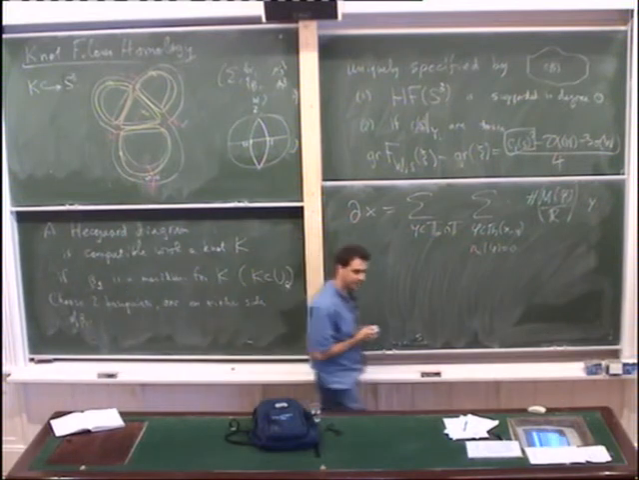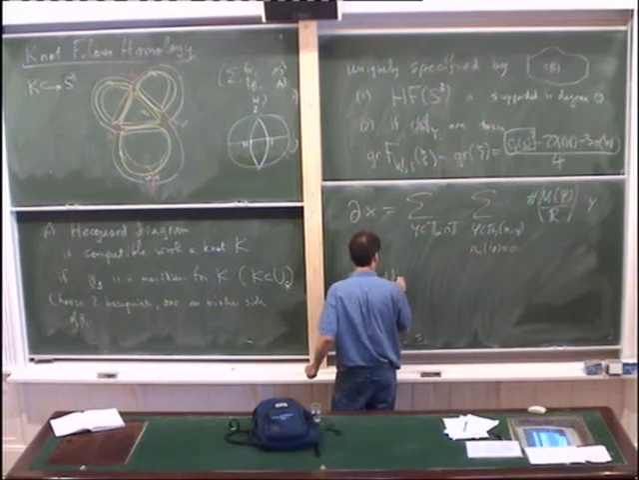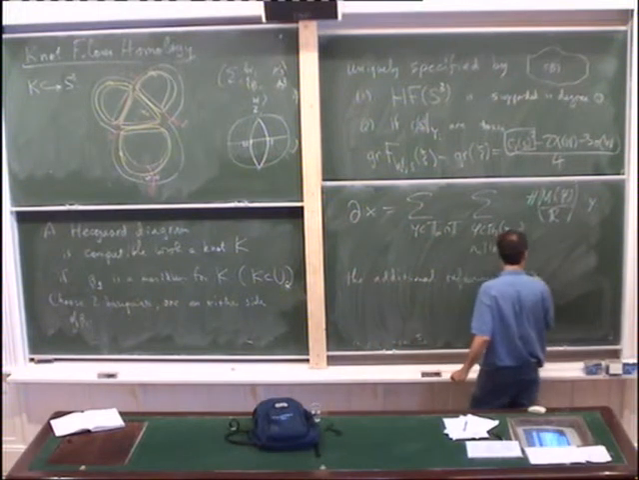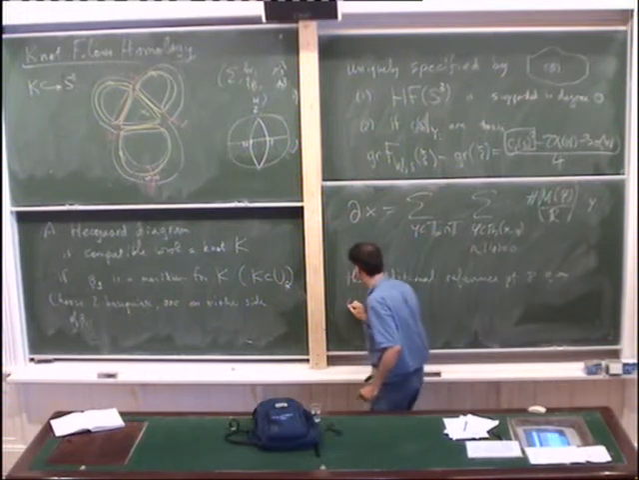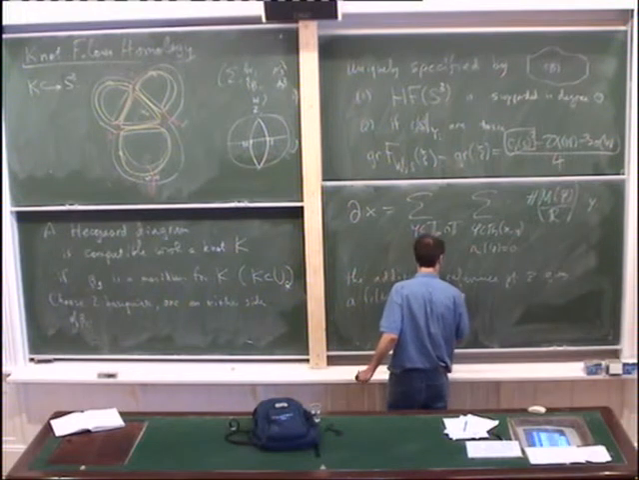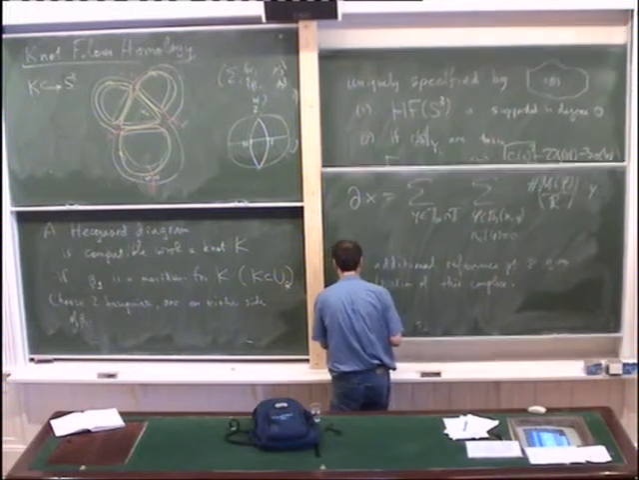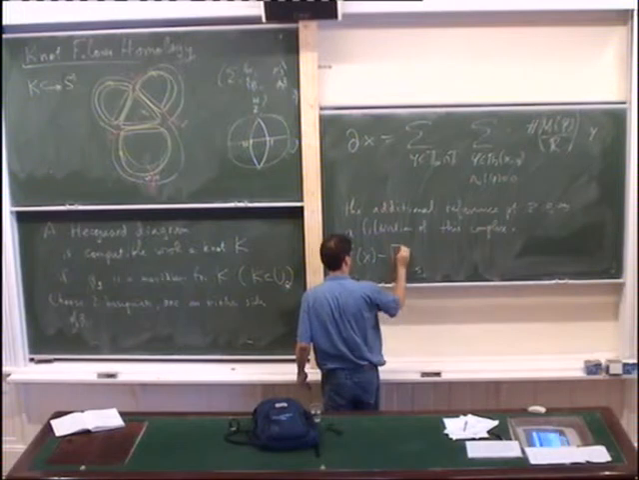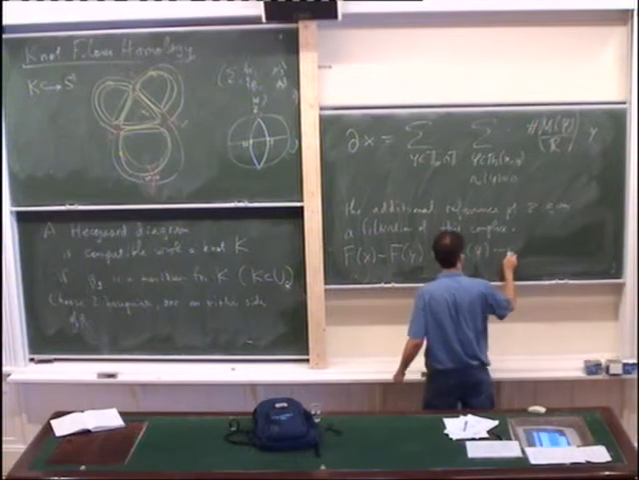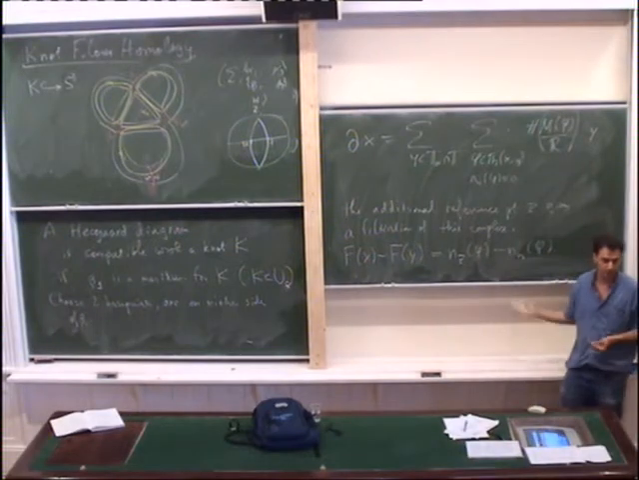What does the reference point Z give us? Well, the claim is that the additional reference point Z gives a filtration of this complex, which is defined by saying that the filtration level of any intersection point x minus the filtration level of any intersection point y is equal to n_Z of phi minus n_W of phi. Why is this a filtration?